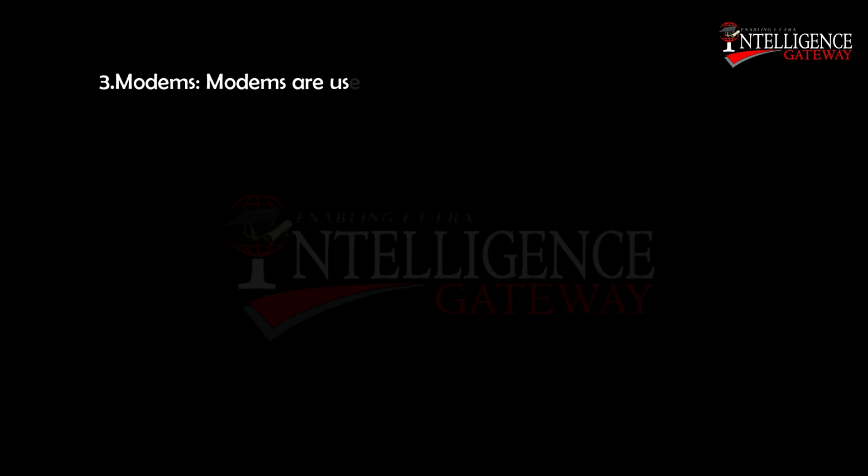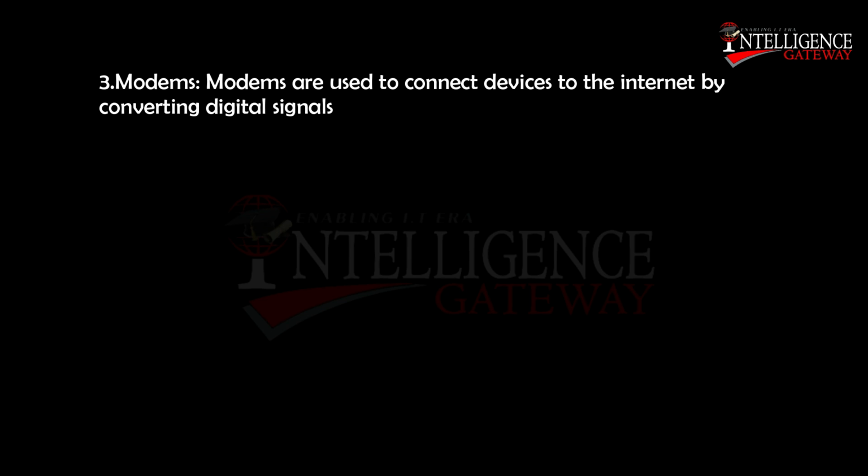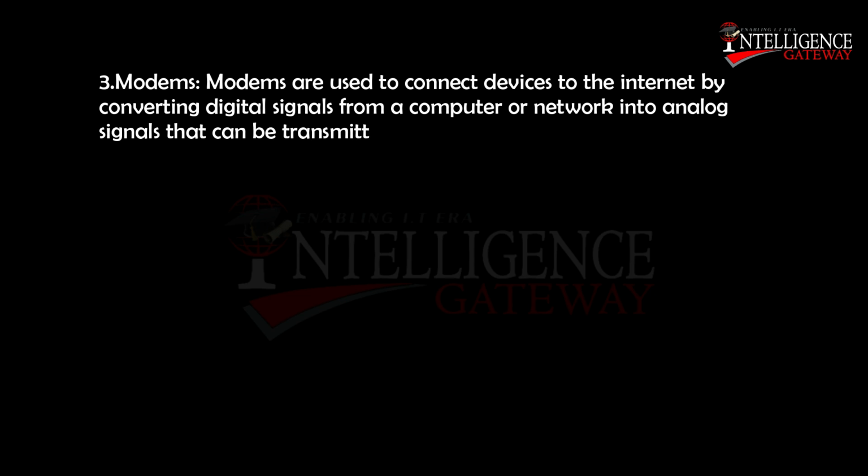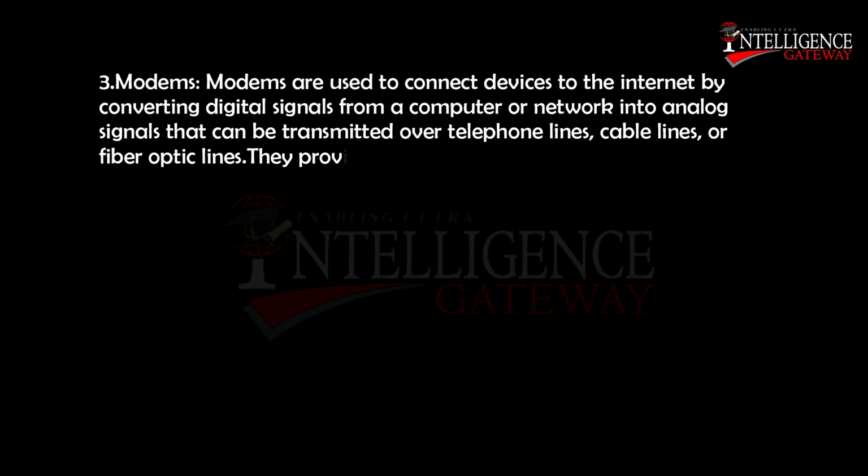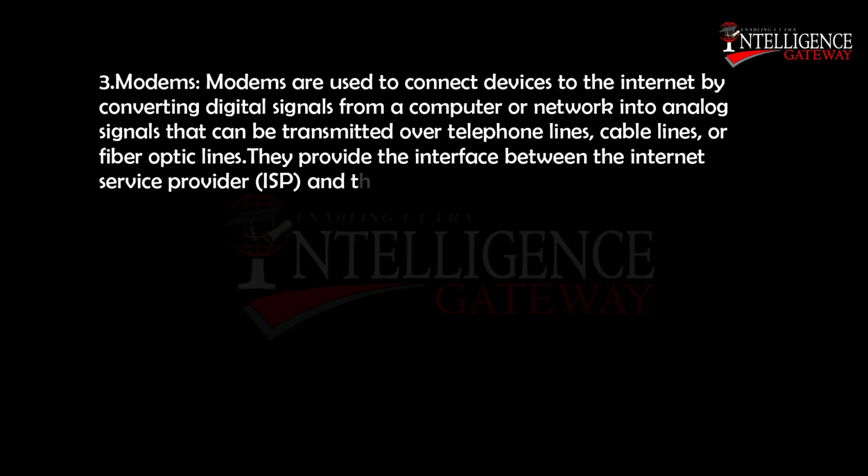3. Modems. Modems are used to connect devices to the internet by converting digital signals from a computer or network into analog signals that can be transmitted over telephone lines, cable lines, or fiber optic lines. They provide the interface between the Internet Service Provider, ISP, and the end-user device.